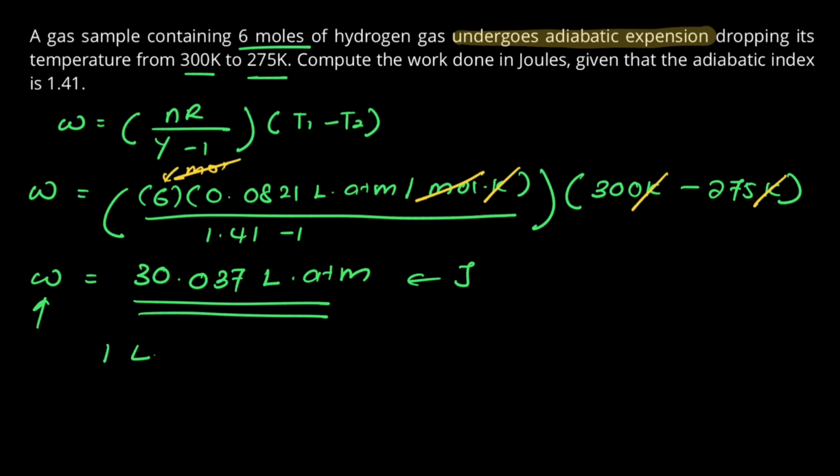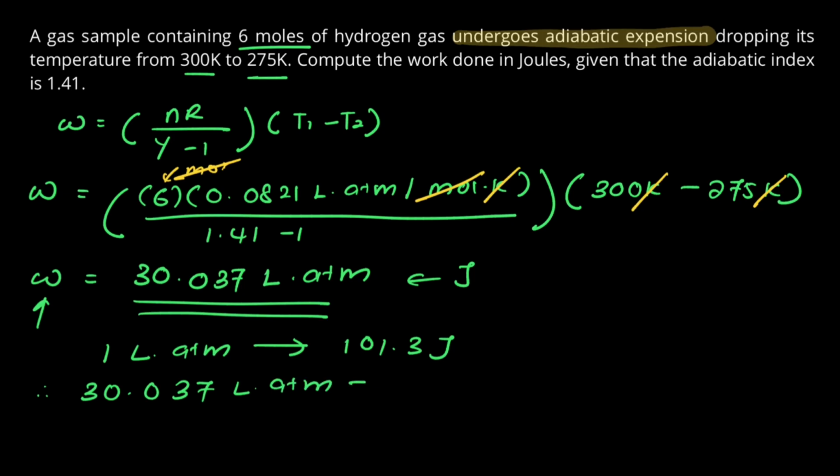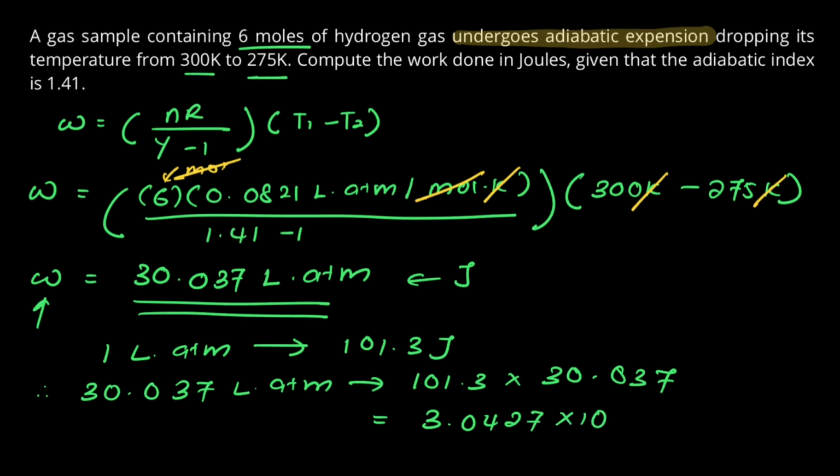So 1 liter atmosphere is equivalent to 101.3 joules. Therefore, since you have 30.037 liter atmosphere, you just have to multiply by 101.3. So you should get 3.0427 times 10 to the power of 3 joules. So this is the final answer for this question.